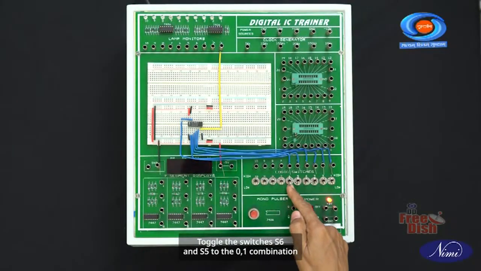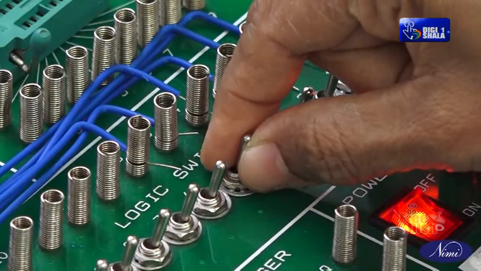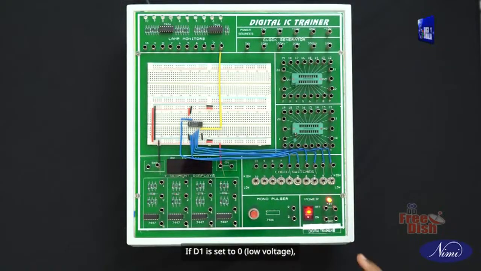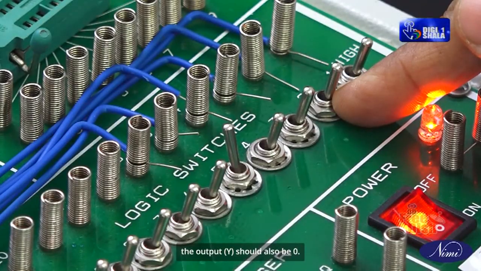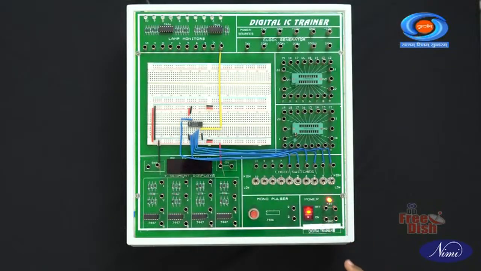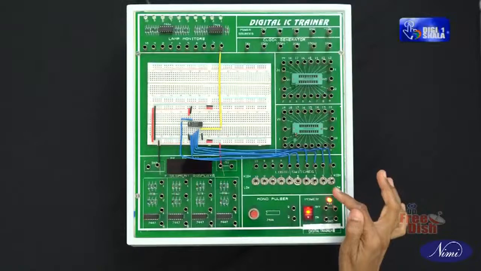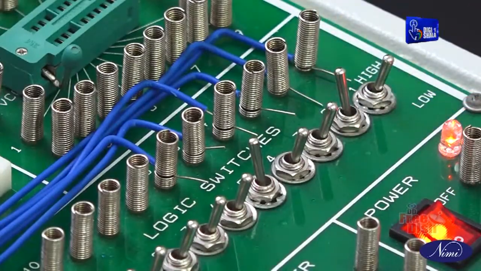Toggle the switches S6 and S5 to the 0-1 combination. The output will be data input 1. If D1 is set to 0, the output Y should also be 0. If D1 is set to 1, the output Y should be 1.